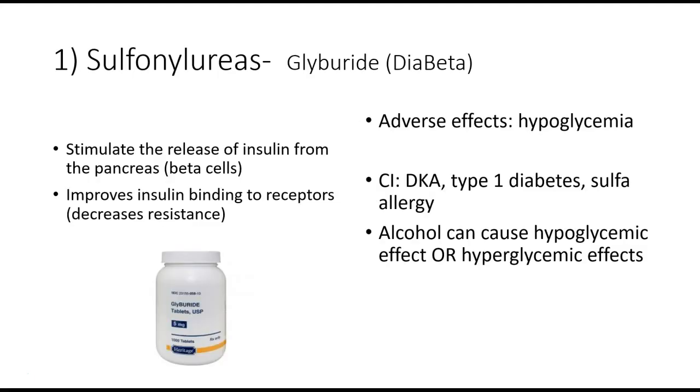So your first class are the sulfonylureas, and your main drug is glyburide or Diabeta. This is the second generation drug that is going to stimulate the release of insulin from the pancreas. It's going to stimulate the beta cells. So it does rely on some functioning of the pancreas and some functioning of the beta cells. The other thing it does is that it improves insulin binding to the receptors. So it's going to decrease some of that resistance that happens in type 2 diabetes.